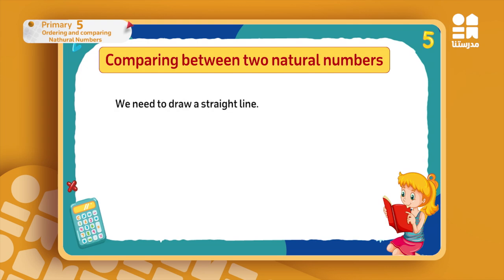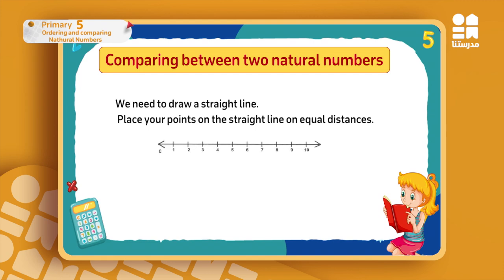So first we need to draw a straight line, the number line that we learned before. If this is the first time for you to see a number line, this is how we do it. We need to draw a straight line. We place our points on the straight line at equal distances, as you see now.